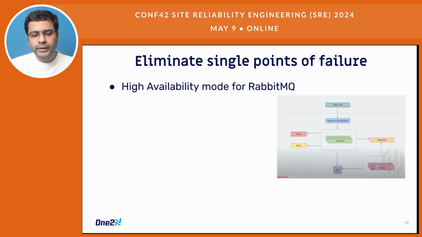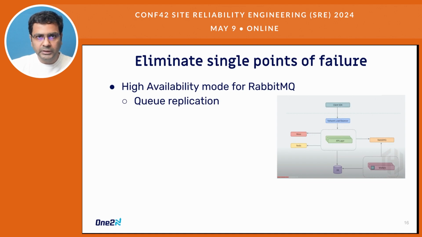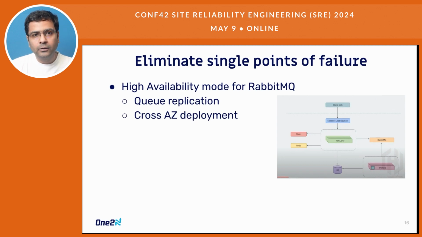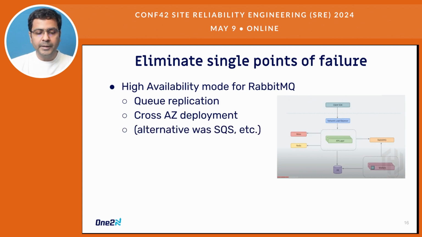So one of the things we did is we added high availability mode for RabbitMQ. What does that mean? It means we have queue replication. So whichever queue is there on one machine, it gets replicated or mirrored onto the other machine. We were running RabbitMQ in a 3-node cluster instead of a single node, for example. We also had cross-AZ deployment for RabbitMQ. So the 3 nodes of RabbitMQ, each one would run in its own AZ, for example. Obviously, this was an on-premise setup where we wanted to host and manage RabbitMQ ourselves.